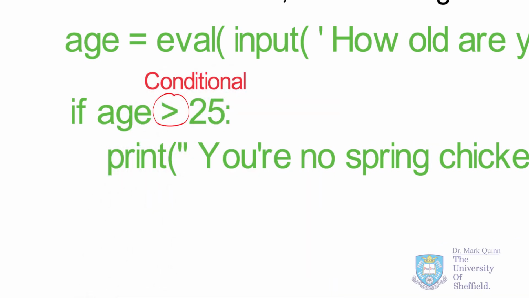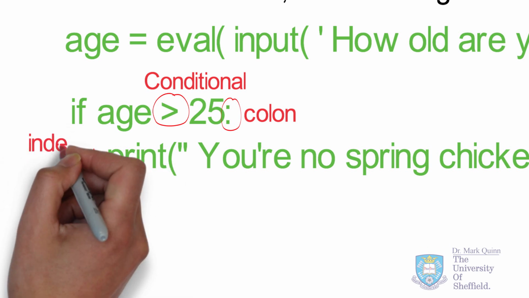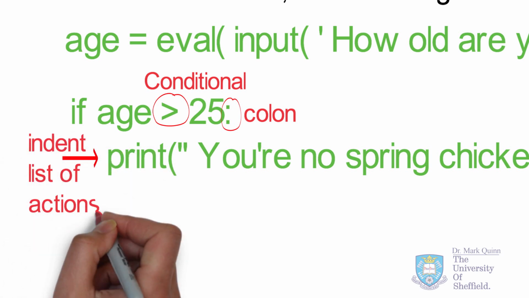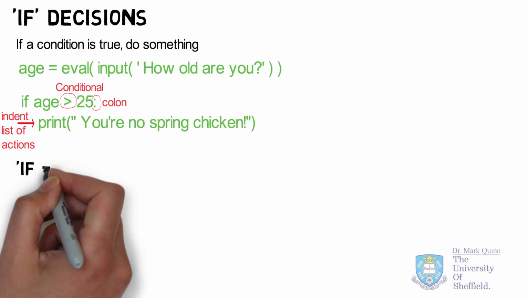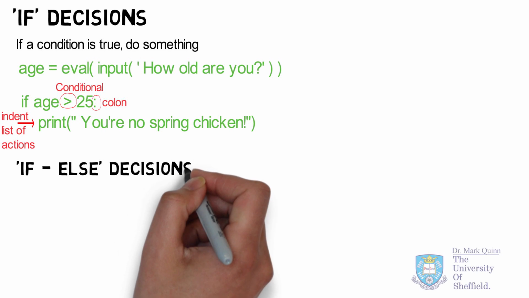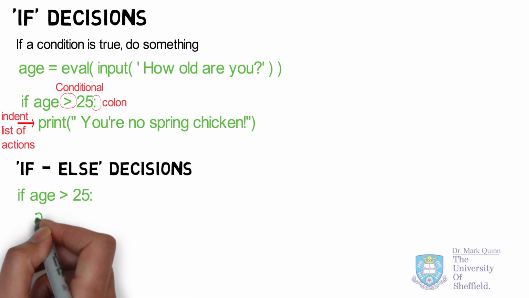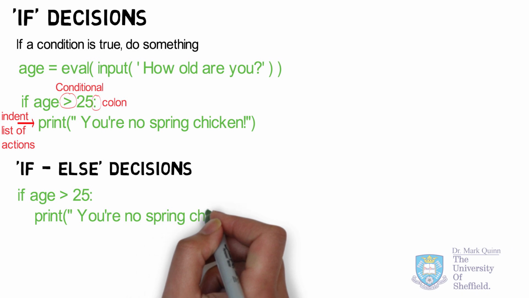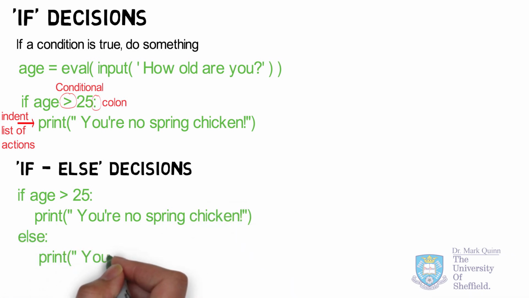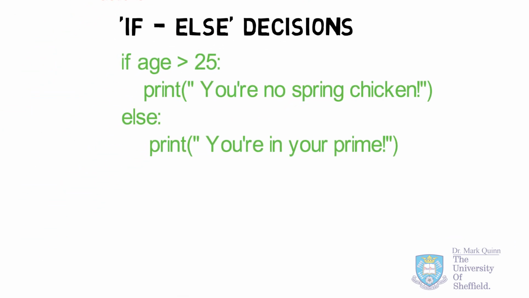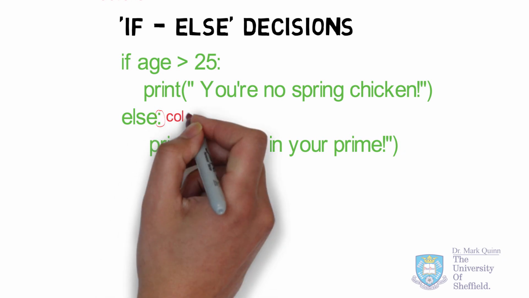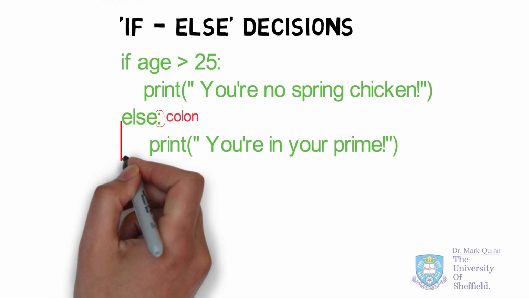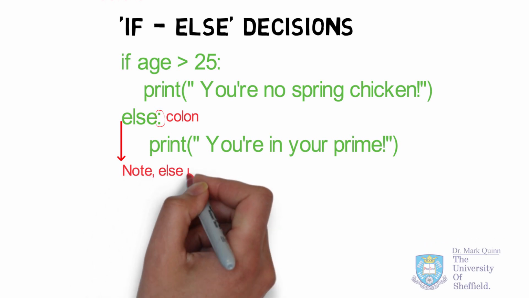We can add a list of actions that are all indented after the colon symbol. In this case, it's a simple print statement to say a phrase. Next, we can also add an else decision. If else means that if the first condition isn't met, else do something. So if the user is less than 25, we print out an alternative message to screen. In this case, the else command is in line with the if, there's no indentation, and it ends again in a colon symbol.